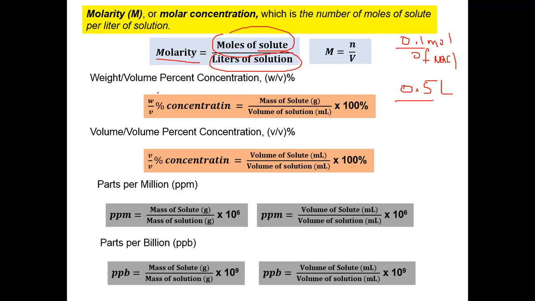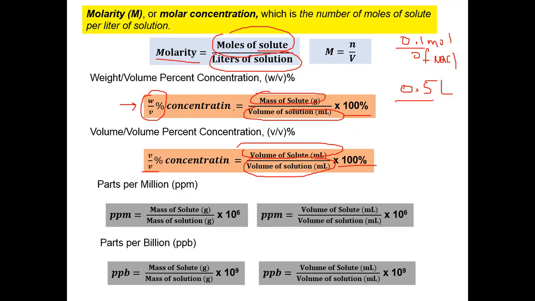So how do we find the weight volume percent concentration? You take the mass of solute, you take the volume of solution, and you multiply by 100%. For volume percent concentration, you take the volume of solute, the volume of solution, and multiply by 100%. Doctor, can you repeat the last thing? Which one? This one? Yes.